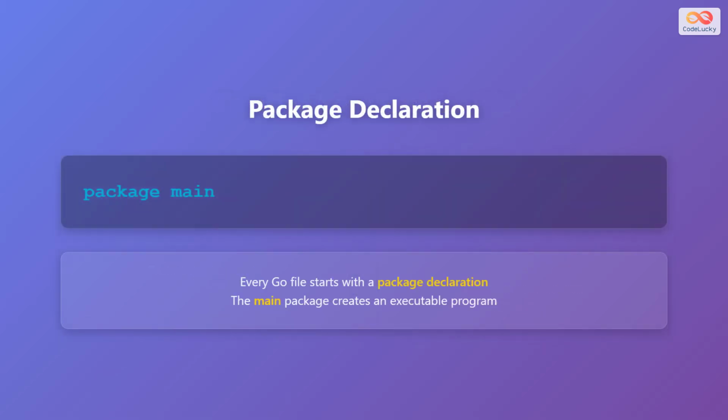Every Go file begins with a package declaration. In our case, we declare the package as main. The main package is special. It tells the Go compiler that this code will be an executable program, rather than a library or module.